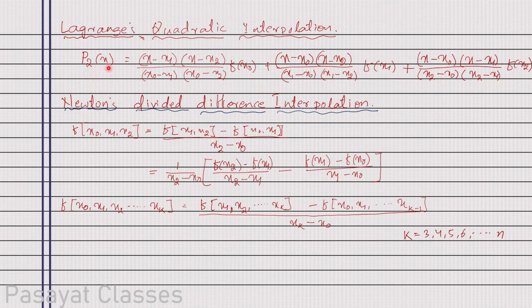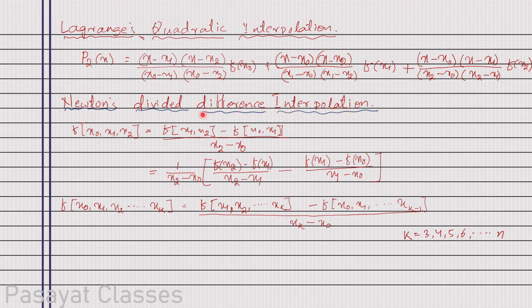And for the higher Lagrange interpolation formula, refer to the book. This is only the quadratic interpolation formula; here I provide only quadratic. Clear? Now come to Newton divided difference interpolation.